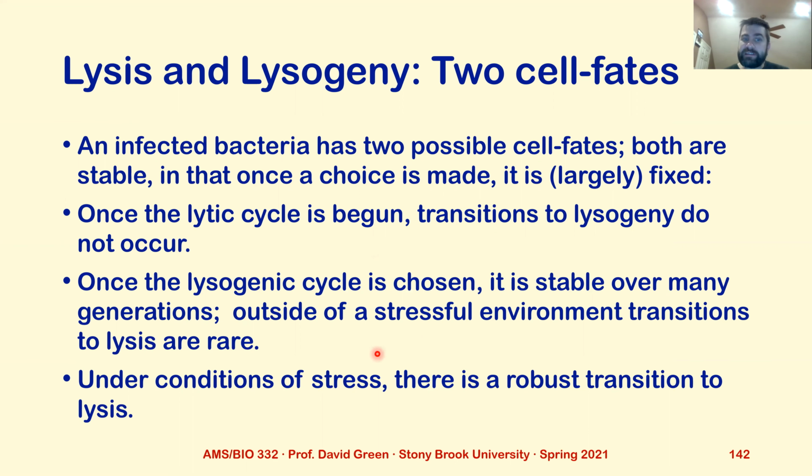Similarly, once the lysogenic cycle is chosen, it tends to be stable. It can be stable for many, many, many generations. And if there's no stress in the environment, the transitions back to lysis are very rare. However, when there is stress, there actually can be quite a robust transition to lysis.